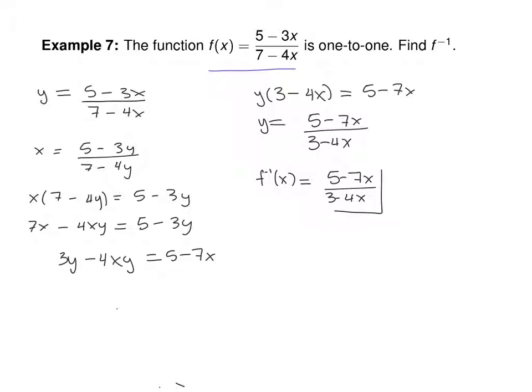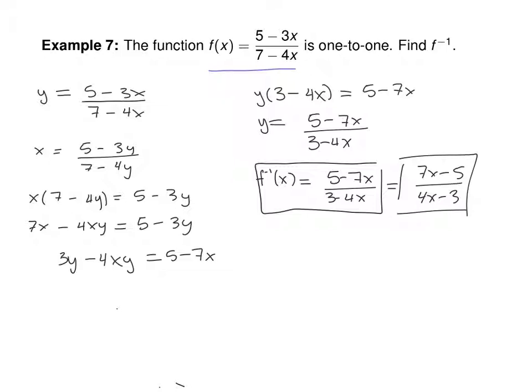Did anybody else get 5 minus 7x over 3 minus 4x? That's what I got. Okay. It also is, so what is another way that this could look that's also correct? 7x minus 5 over 4x minus 3. Does that make sense to everybody why it's also okay? All right. I didn't put this in the directions, but I am positive it's on your quiz. Find the domain of F inverse and find the range of F inverse.